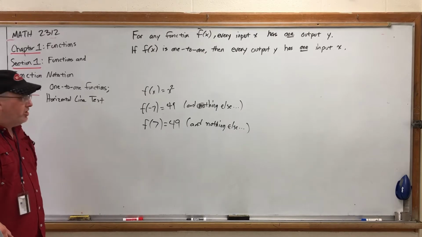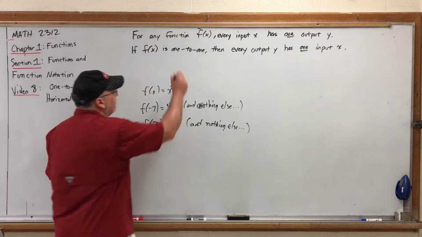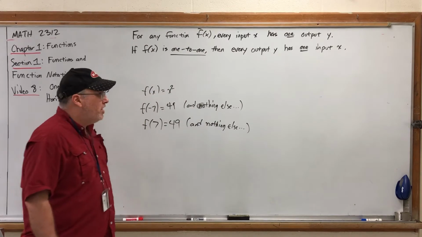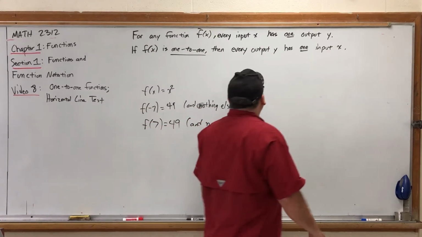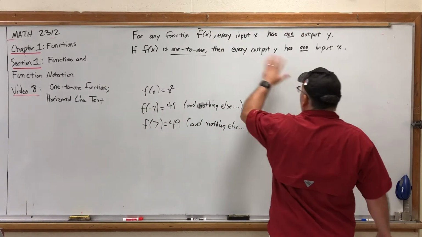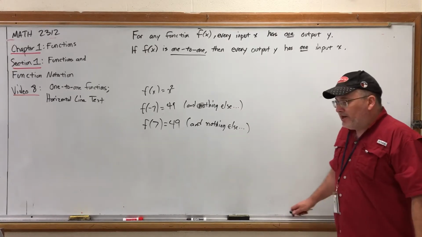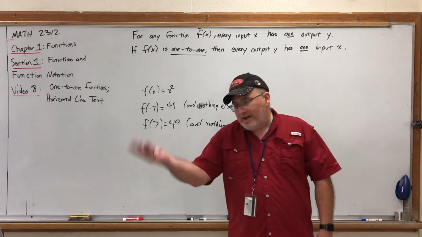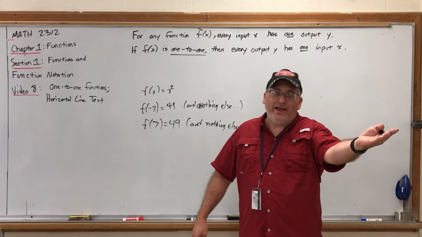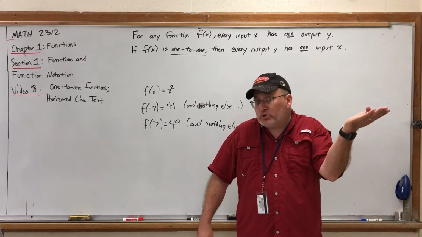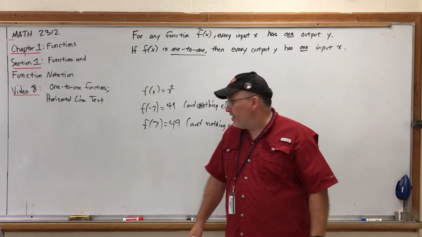Functions can do that unless they're one-to-one. If f of x is one-to-one, then the reverse also happens. Not only does every input have one output, but every output has one input. In other words, one x produces one y, and one y is produced from one and only one x.